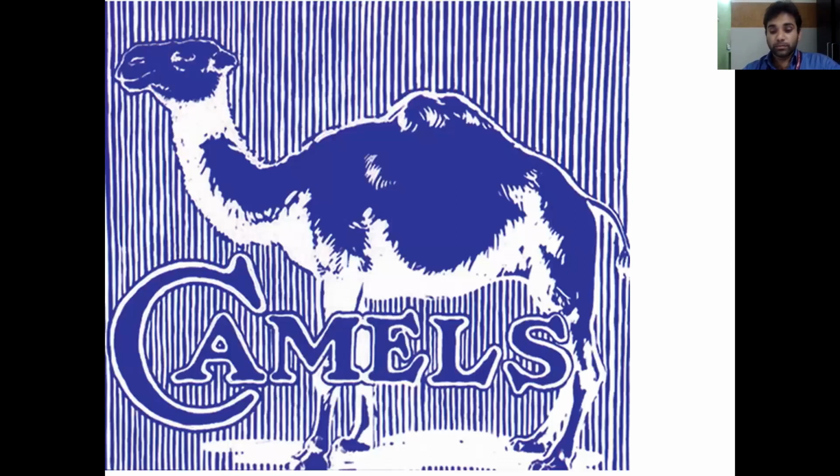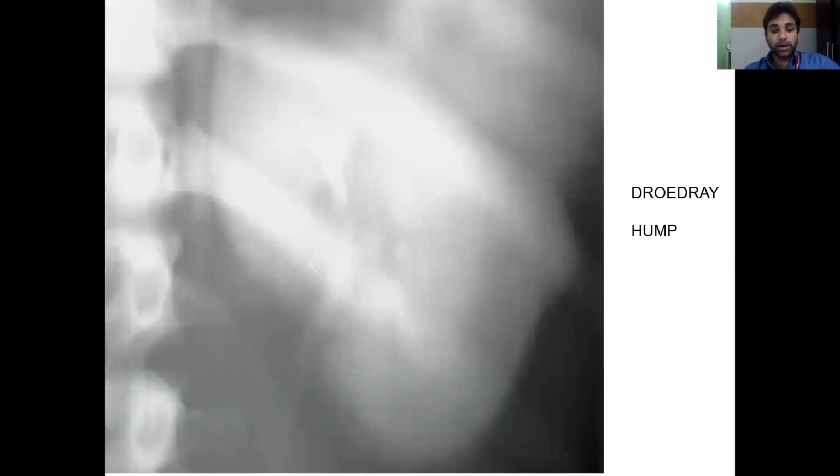Dromedary hump. Dromedary humps are prominent focal bulges on the lateral border of the left kidney. They are normal variants of the renal contour. They are caused by the splenic impression onto the superolateral left kidney.